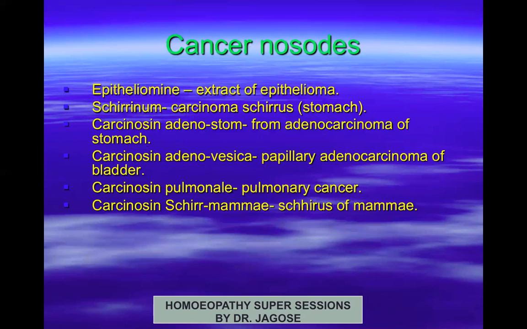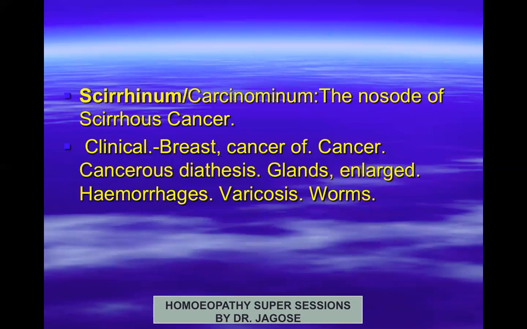Now, the next point is the cancer nosodes. So epitheliominum, extract of epithelioma. Scirrhinum is carcinoma scirrhus of the stomach. Carcinoma adenostom from adenocarcinoma of stomach. Carcinoadenovesica, papillary adenocarcinoma of the bladder. Carcinosin pulmonale from pulmonary cancer, and carcinosciri mammae, scirrhus of mammae. So scirrhinum or carcinominium, the nosode of scirrhus cancer.